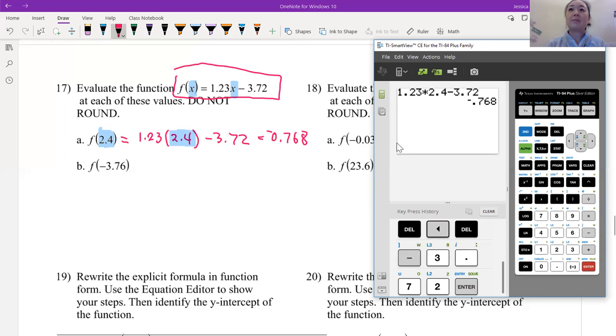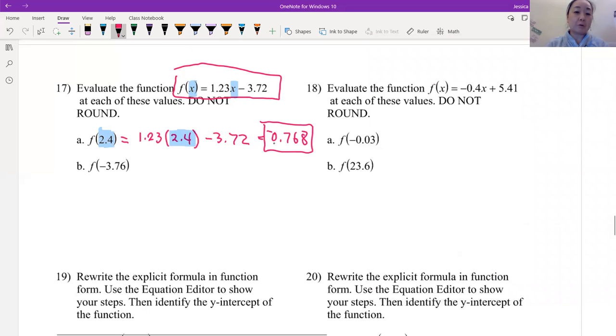You see? Yep, 768, and it was negative. Okay, there we go. So this is what you're going to write. Whether you put the 0 here or not there, that's fine. If you have something like this, either negative 0.768 or negative .768, either way is okay. And you do this exact same thing here.